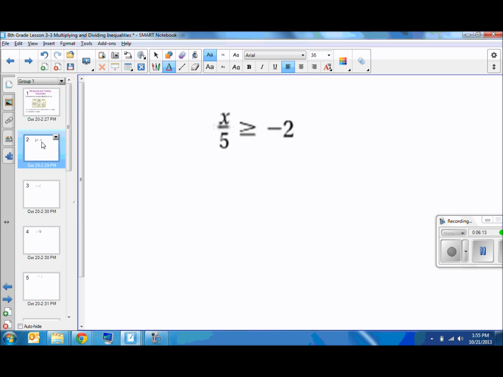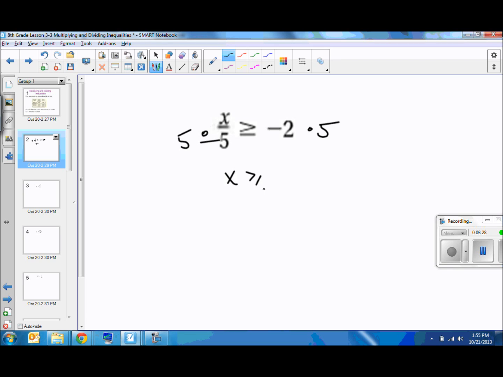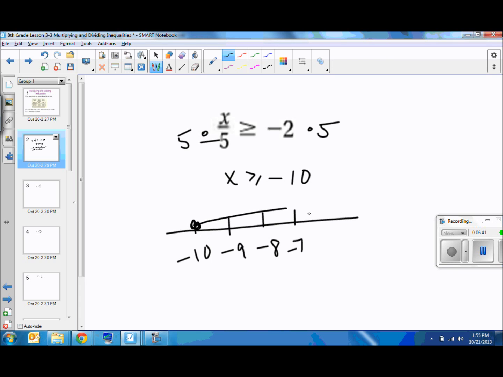So let's look here. X divided by 5 is greater than negative 2. Opposite of dividing is multiplying. So I'm going to multiply 5 to both sides. Since I'm multiplying a positive 5, the sign doesn't change. And I have greater than or equal to negative 10. And then I want to plot all the numbers that are greater than negative 10. Closed circles, point towards those numbers. Notice this was a negative, but the number that I was multiplying by both sides was not, so I don't need to flip the sign.